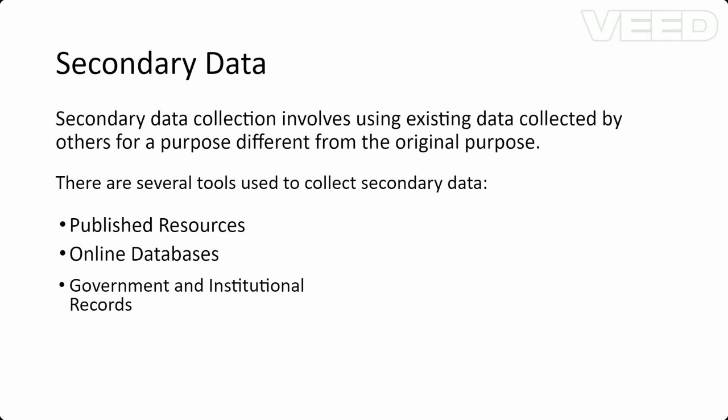So there are several tools used to collect secondary data. You can get it from published resources, for example, newspapers. Now this time we have so much information online. We've got so much information on the internet. That's also highlighted there as online databases.